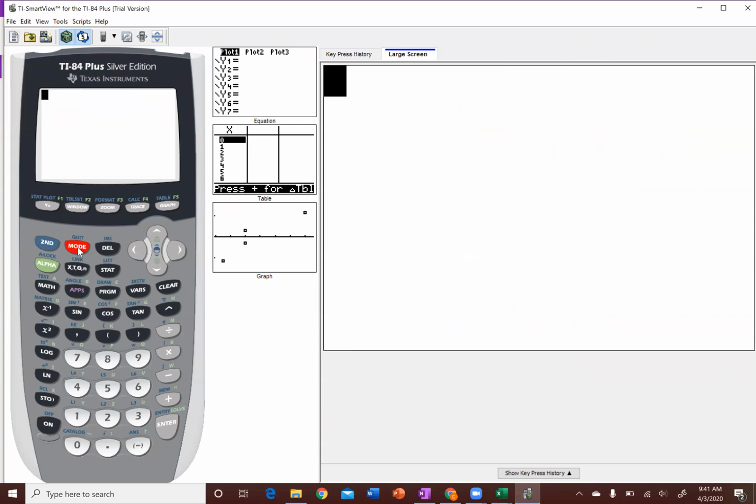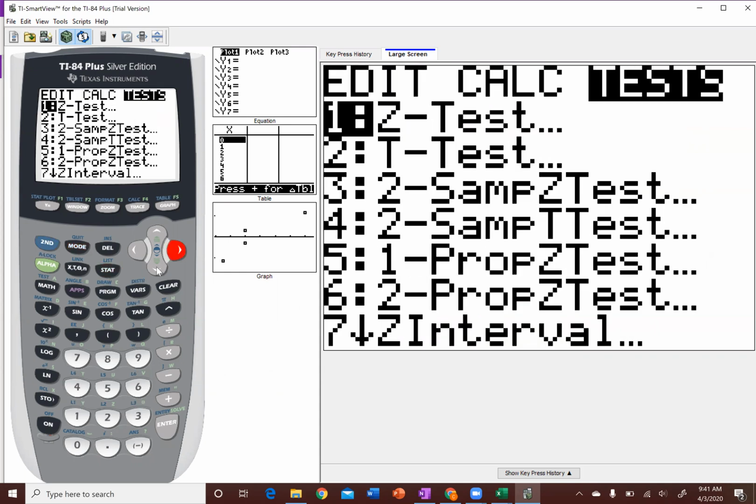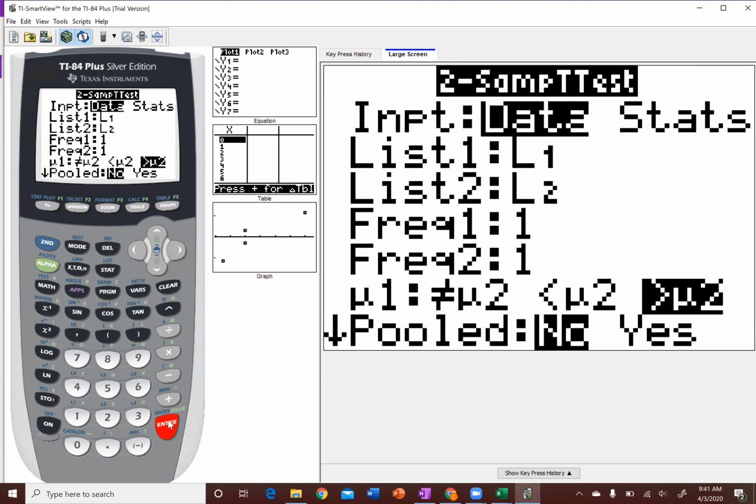So we're going to kind of work backwards. We're going to go ahead and run the entire hypothesis test, because when we do that, we will get the degrees of freedom. So I'm going to go to stat, scroll over to tests, scroll down to a 2-sample t-test, which is what I'm trying to run here. All right, so in this case, I have data in my lists. So I'm going to choose the data option.